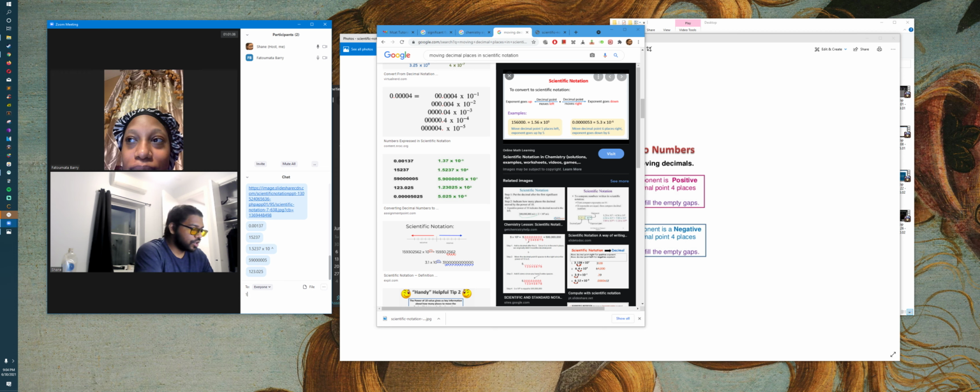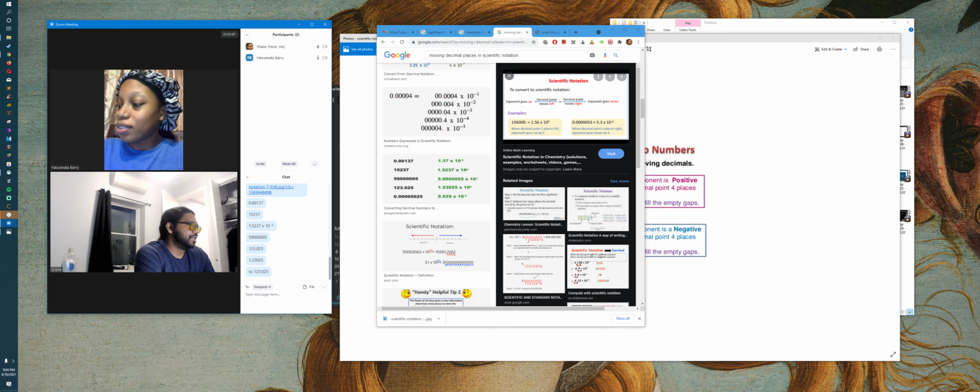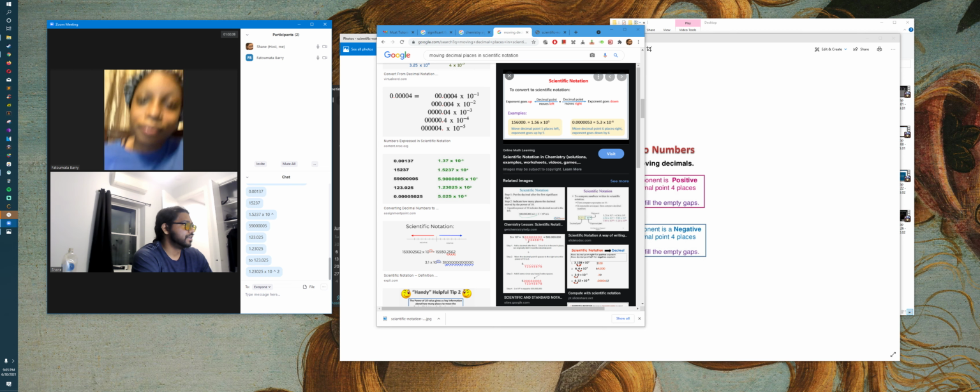Five times. So, okay, we're trying to go from 1.23025 to 123.025. How many times do you move that decimal point to get the 123 point? Like, two times. Yep. So your answer would be 1.23025 times 10 to the second power, right? Yeah. All right. We're going to do one more. Okay.